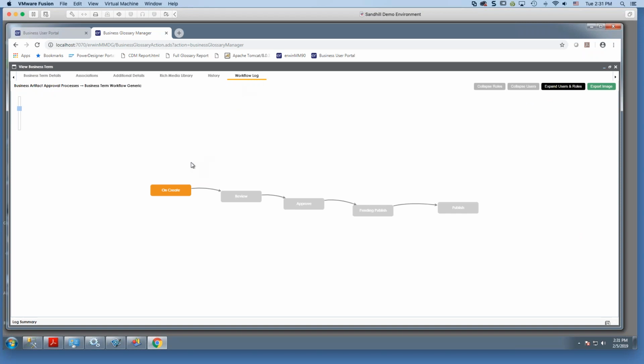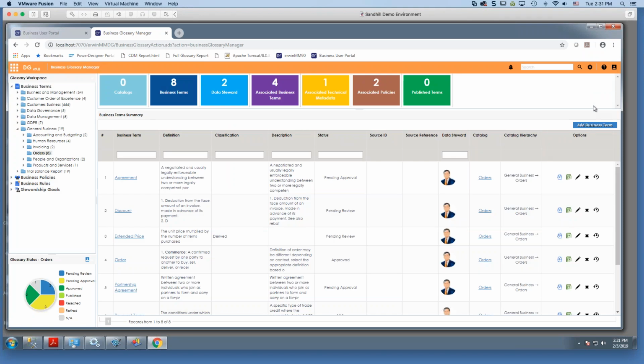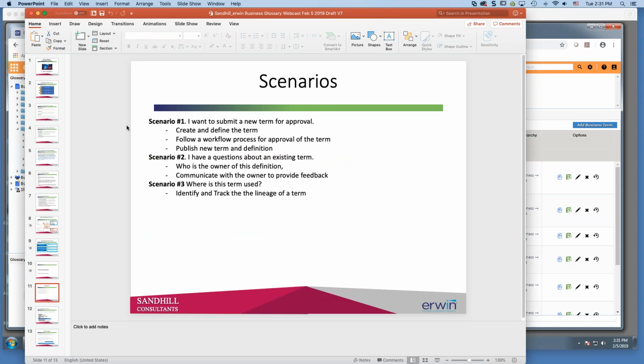Workflow log. So the workflow log here actually will tell me where something is. Looking at this, it hasn't been submitted for review, but once it goes to review, this area will start flashing and will indicate that it's currently in review or approval or pending, etc. So I can follow it through the workflow. So let's go back and take a look here at our scenarios.